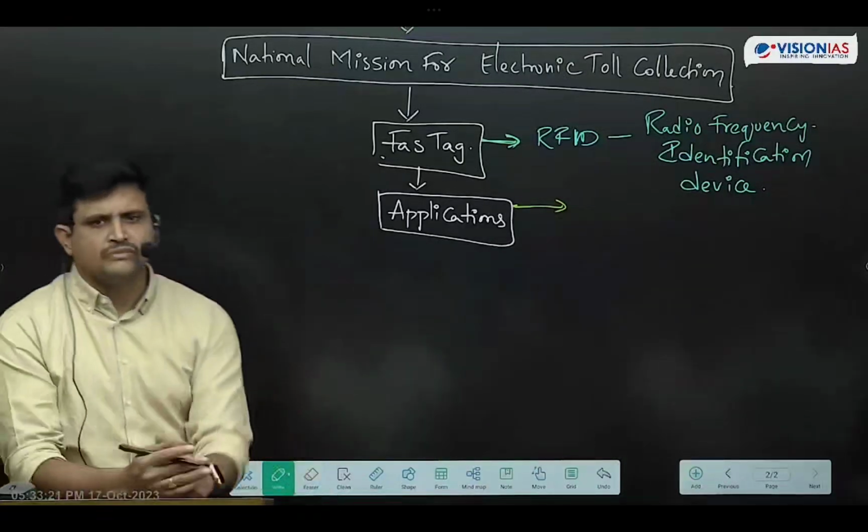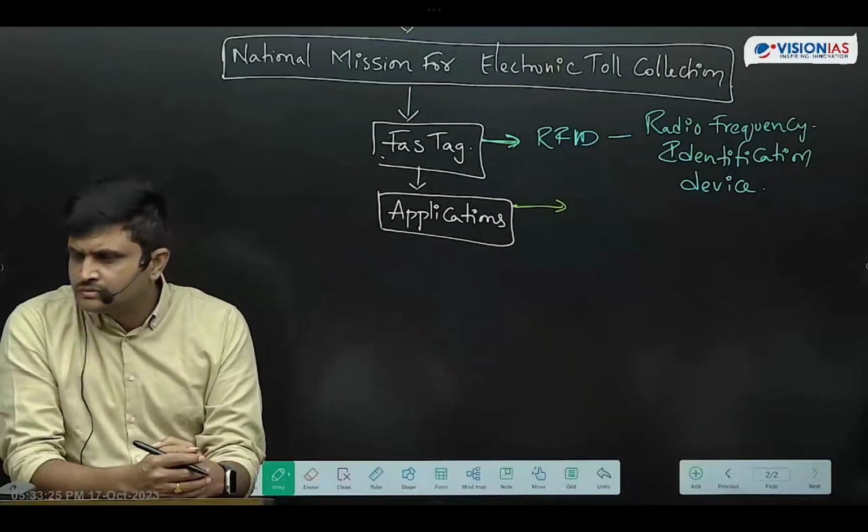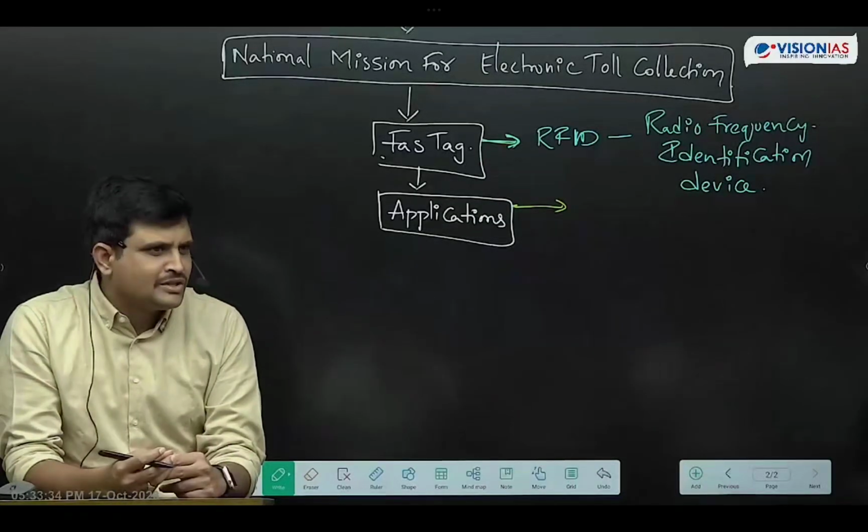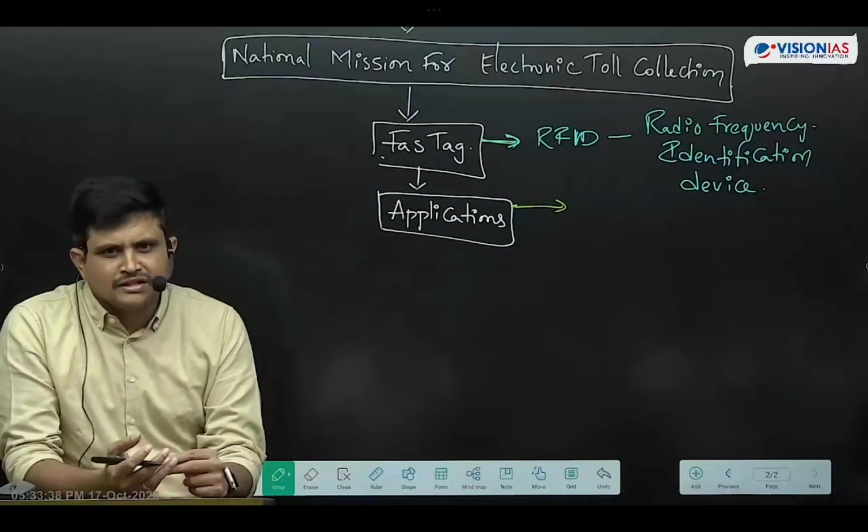What is the benefit of this FASTags? What benefit does it have? Time saving. Okay, time saving. There is no need of stopping the vehicle near the toll plazas. Okay, time saving. Other than that?